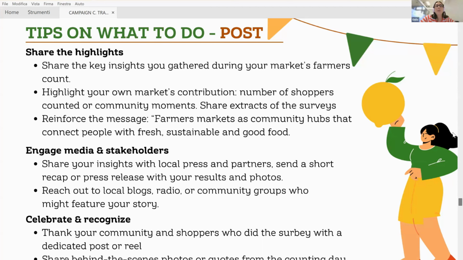Then you can approach some media as you did in the pre-phase, like local press and everything. You can still approach them in this phase just to share some concrete results and the pictures that animated the counting.